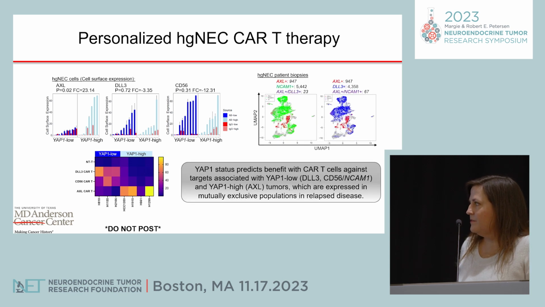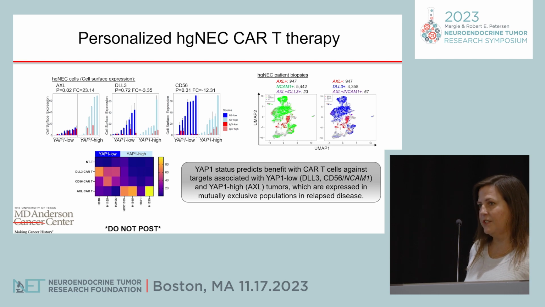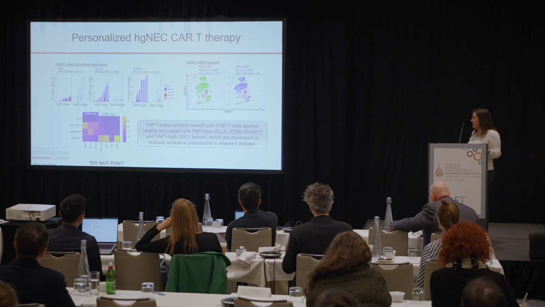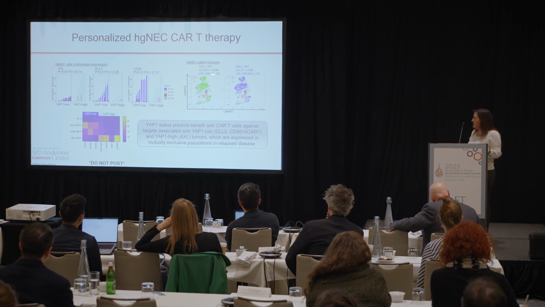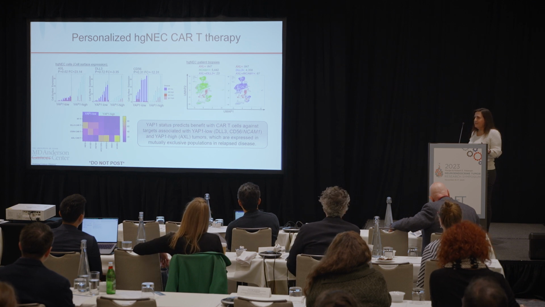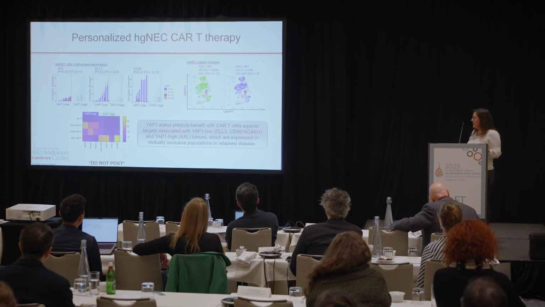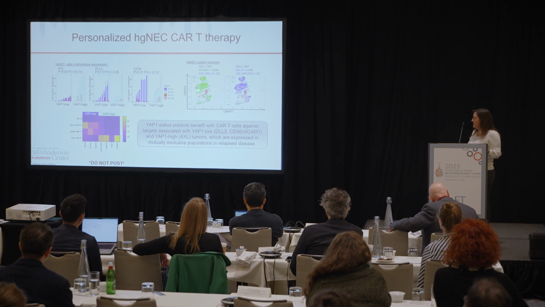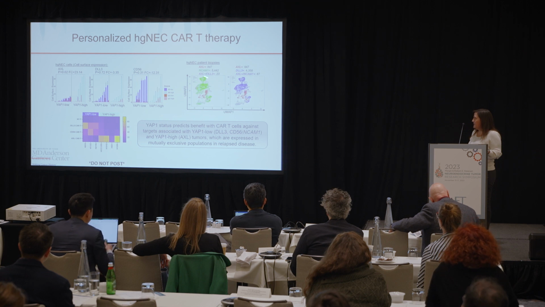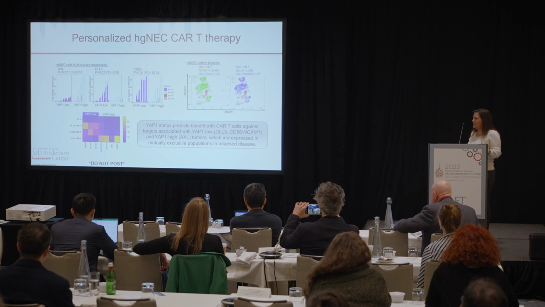And so this really suggests that YAP status predicts benefit with CAR-Ts as long as you're targeting the correct population. And when we look at our single-cell RNA-seq data in the high-grade NET patient biopsies, I think this strengthens the finding because the red cells are expressing AXL in both of these plots, and the green cells are NCAM or CD56, and the blue cells are DLL3. And you can see that they're mutually exclusive expression patterns.